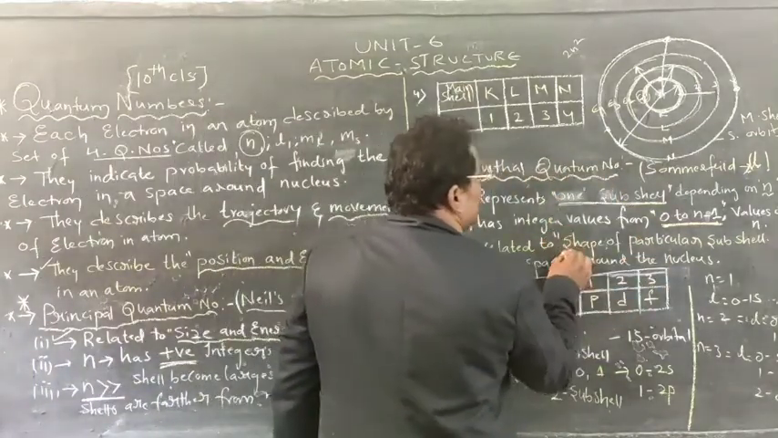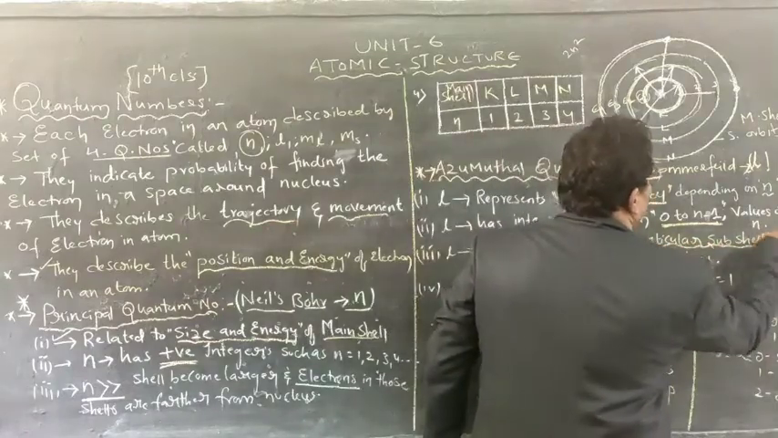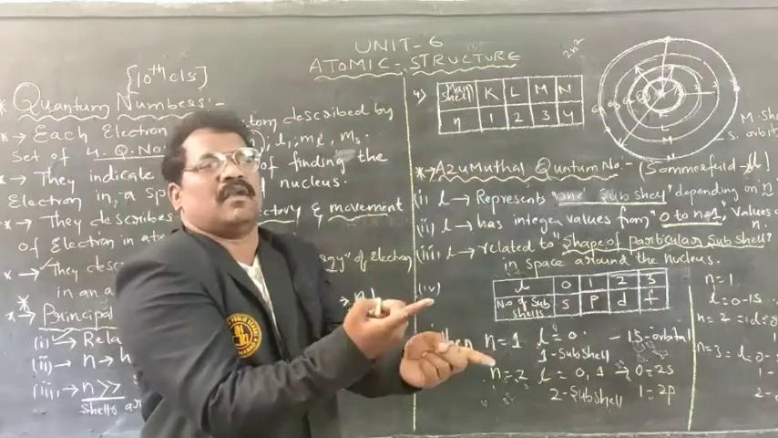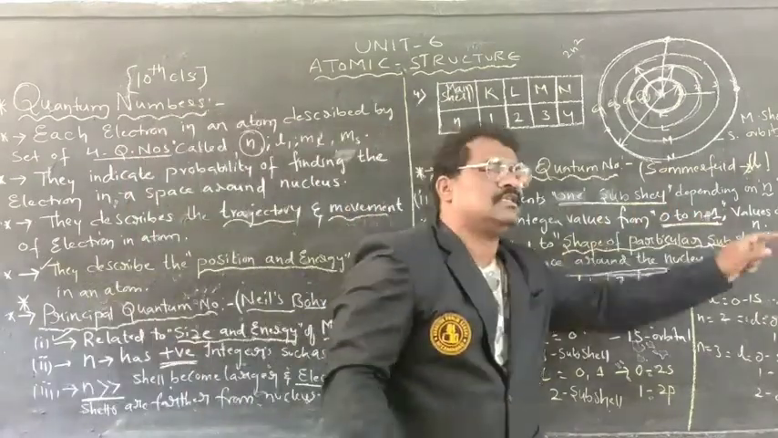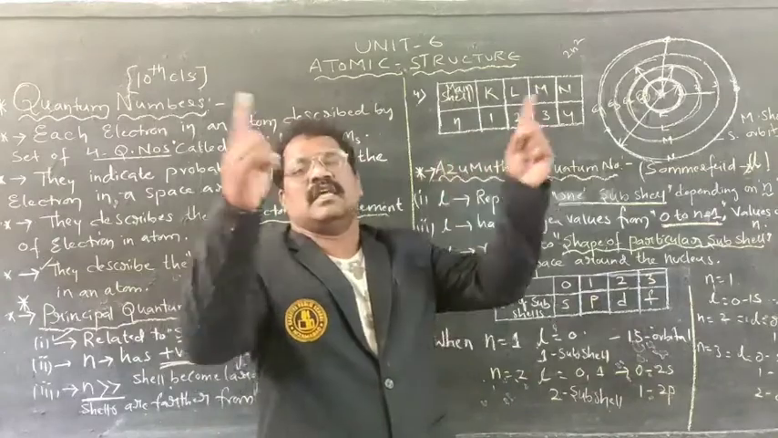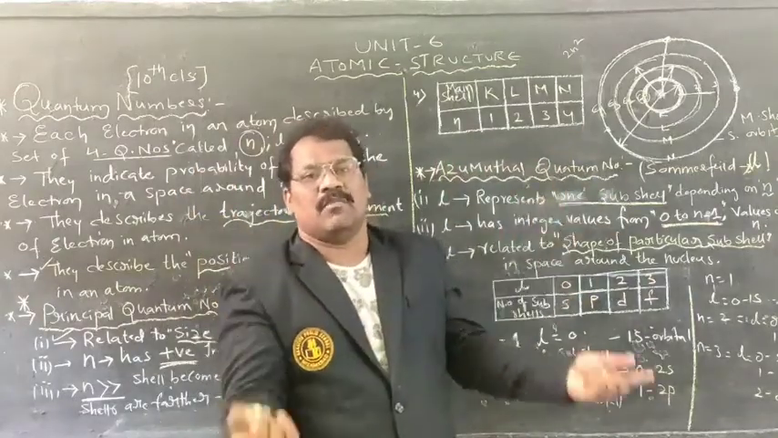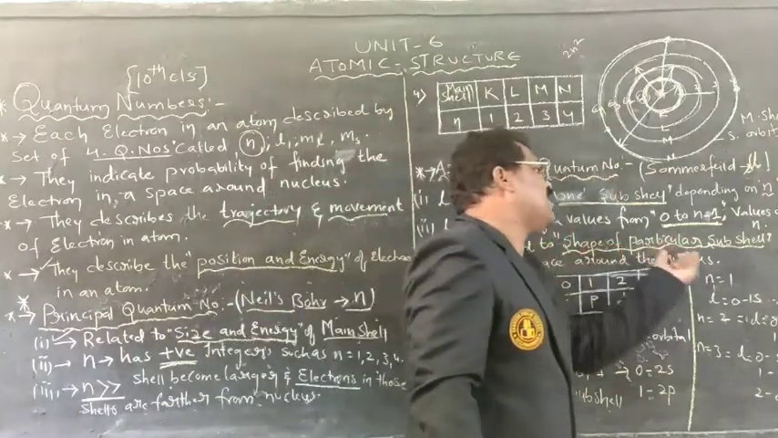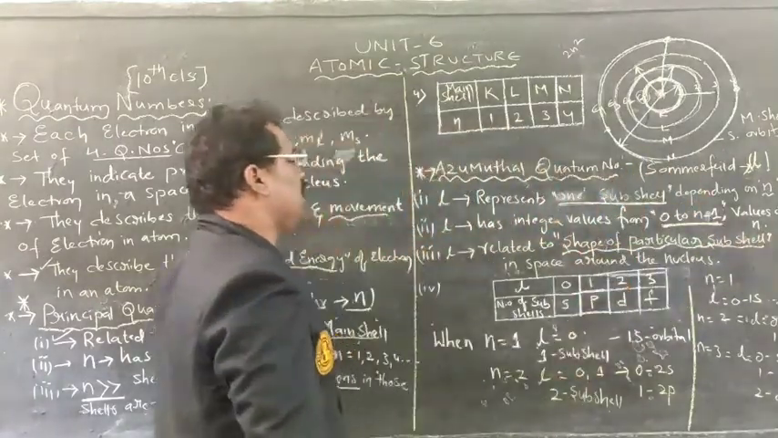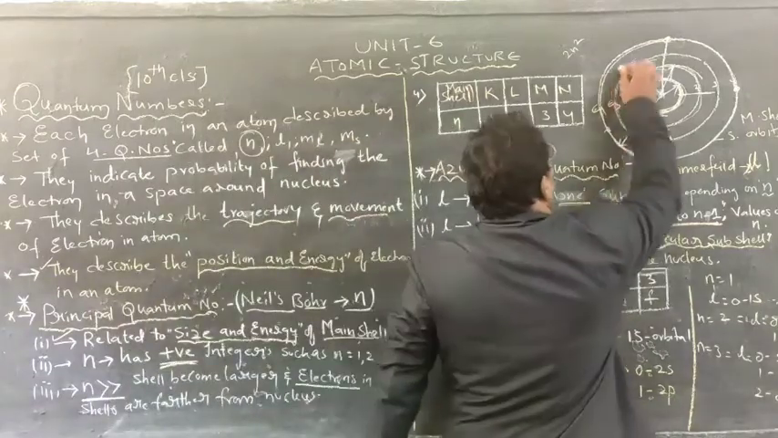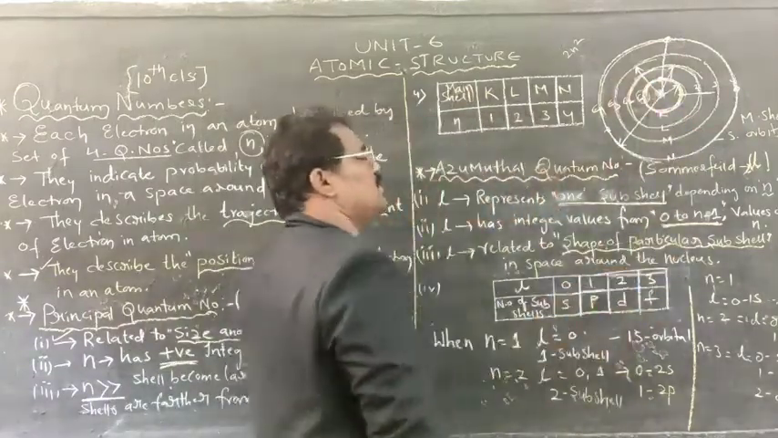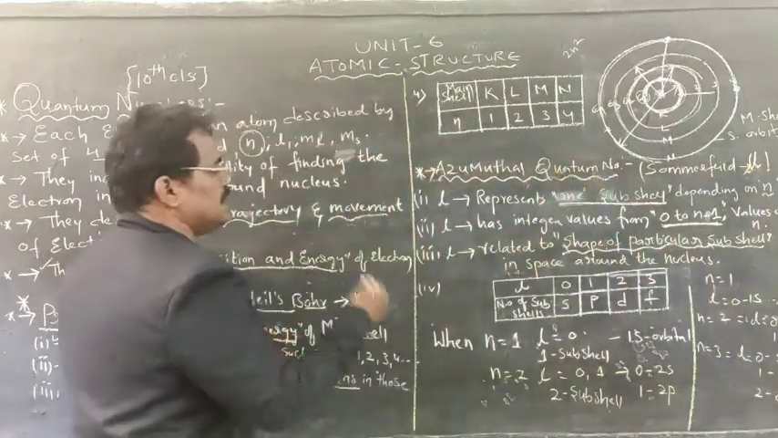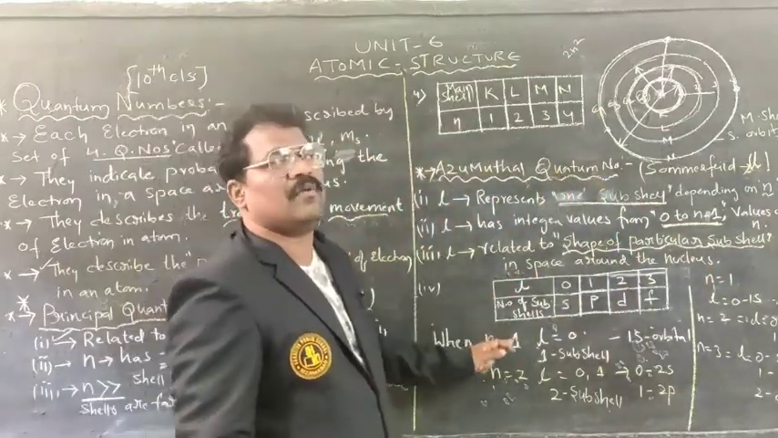It gives information about the shape of a particular subshell, how the atomic orbital is existing, whether it is spherical, double shape, or square shape, depending upon its nature. The shape of a particular subshell around the nucleus, how that shape will exist around the nucleus, we can give it up.